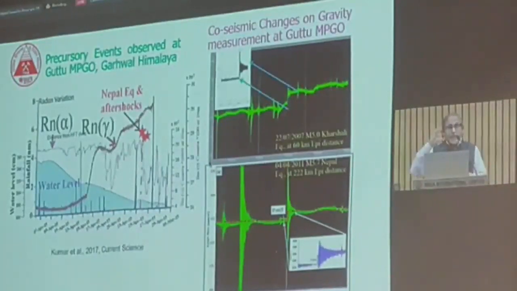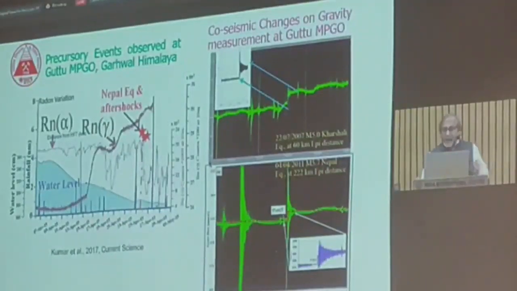So if we can understand how these physical and chemical parameters are behaving in the subsurface by establishing sensors at a number of stations, we will be able to understand the earthquake process or seismogenesis in these regions.